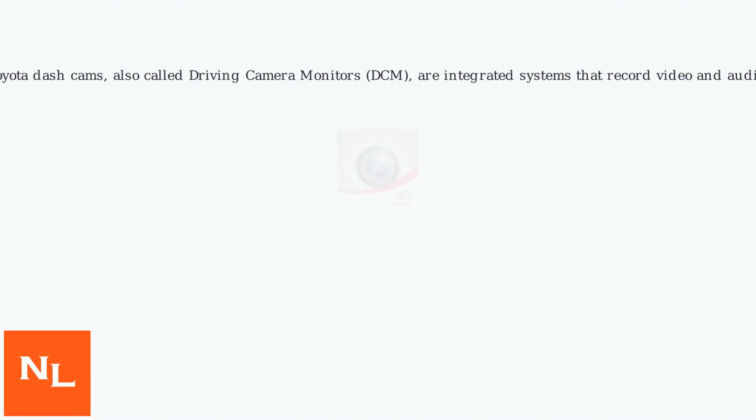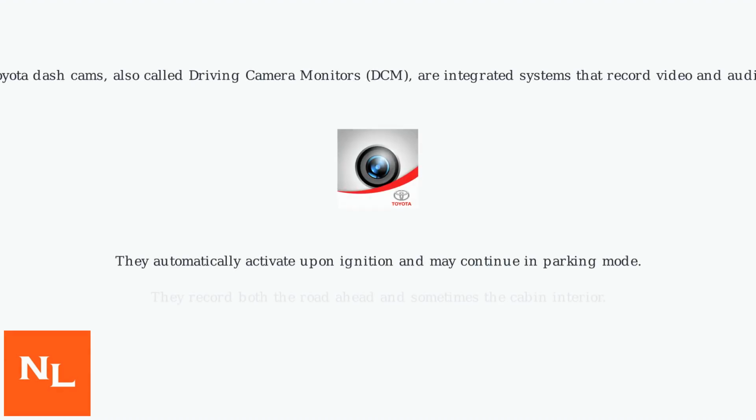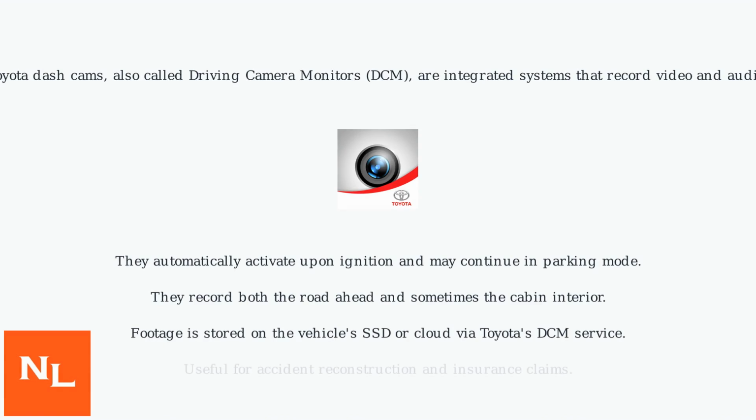Toyota dash cams, also called driving camera monitors or DCM, are integrated systems that record video and audio. They automatically activate upon ignition and may continue in parking mode. They record both the road ahead and sometimes the cabin interior. Footage is stored on the vehicle's SSD or cloud via Toyota's DCM service, useful for accident reconstruction and insurance claims.